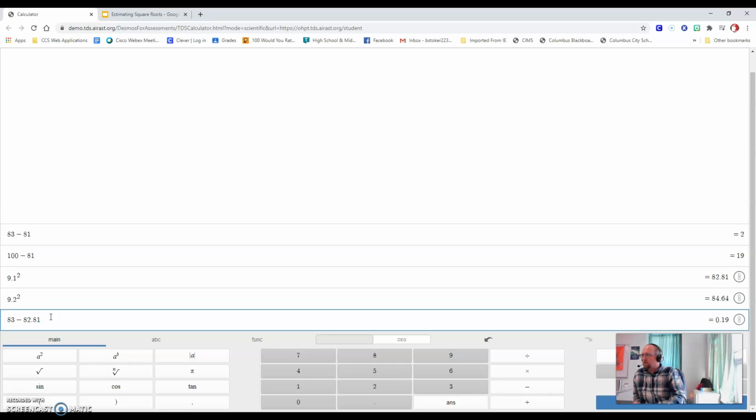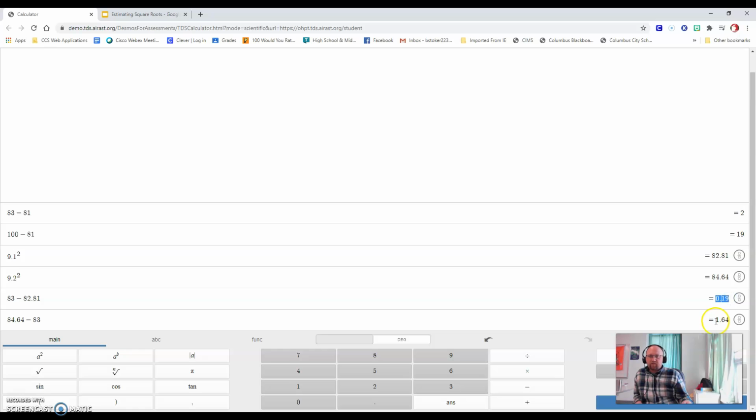Then I'm going to do, right over here, 84.64 minus 83. And that gives me 1.64. So, is 83 closer to 82.81 or 84.64? Well, you could see here, because this difference is 0.19 and this difference is 1.64, that the square root of 83 is much, much closer to 82.81 than it is to 84.64.